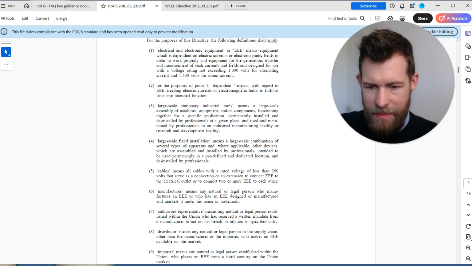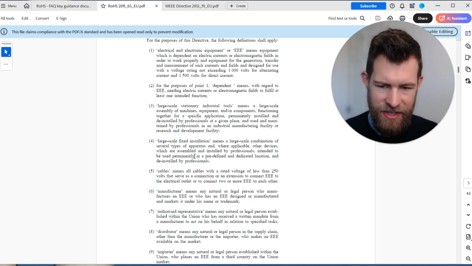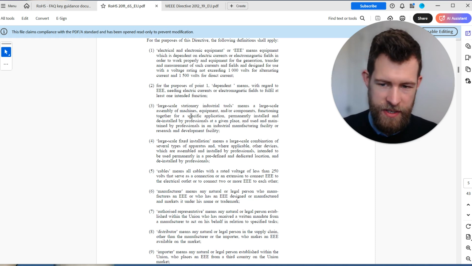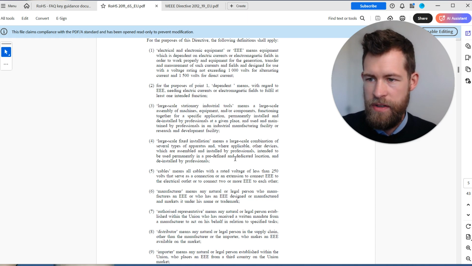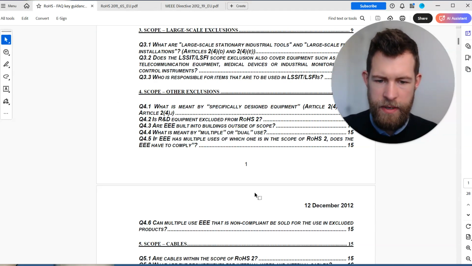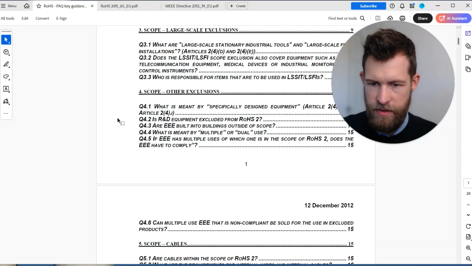What does it mean by installed in a predefined and dedicated location? And what do we mean by permanently, potentially, functioning together for a specific application? So thankfully, we have a guidance document. Again, publicly available, a helpful bit of documentation for expanding on some of the scopes.